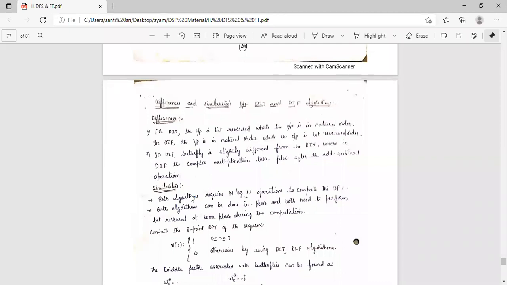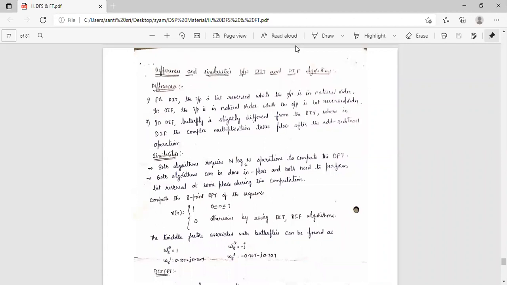The next difference: the DIF butterfly is slightly different from the DIT butterfly, where in DIF the complex multiplication takes place after the add-subtract operation. It is represented by g of n equal to x1 of n minus x2 of n into W_N power k, so the complex multiplication takes place after the add-subtract operation. These two are the differences between DIT and DIF FFTs.